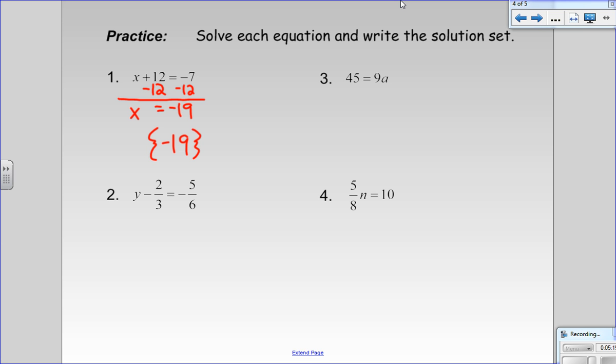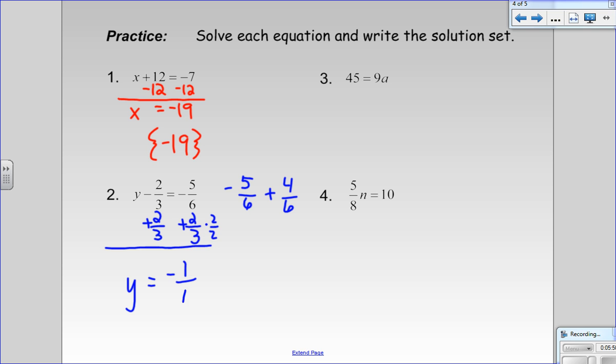For number 2, to isolate y, we want to do the inverse of subtract 2/3, which means we'd want to add 2/3 to both sides of the equation. Now, since we're dealing with fractions, we'll need to get common denominators. So, negative 5/6 will get added with positive 4/6, because we'd want to multiply this fraction by 2/2 to get a common denominator. When we combine these two fractions now, we'll get negative 1/6. So negative 1/6 is our solution.